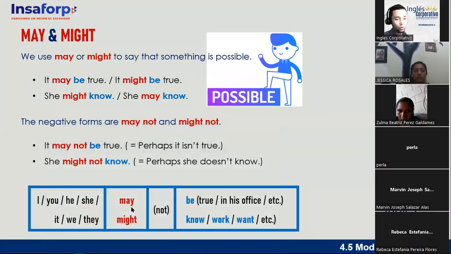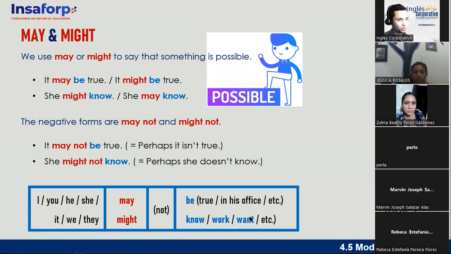So what is the structure? Again, you say I, you, he, she, it, we, or they, and then you use may or might. If the sentence is negative, then you need to add not, may not, or might not. And after that, the verb in base form, like the base form of the verb be is be. For example, you say it may be true, okay? He may be in his office, etc. You say she might know, he might work, you may want, etc. That's how we use it.